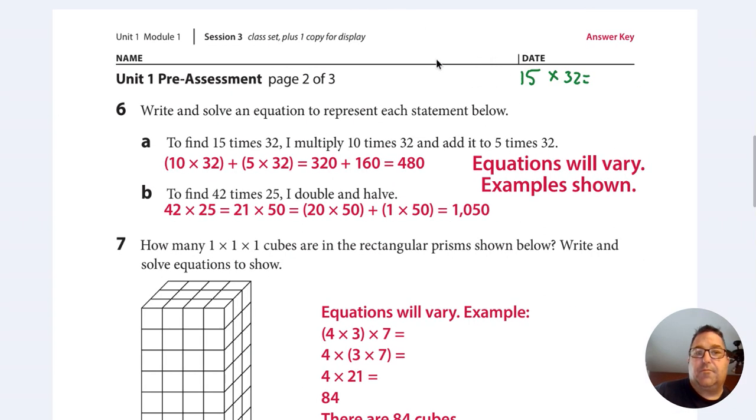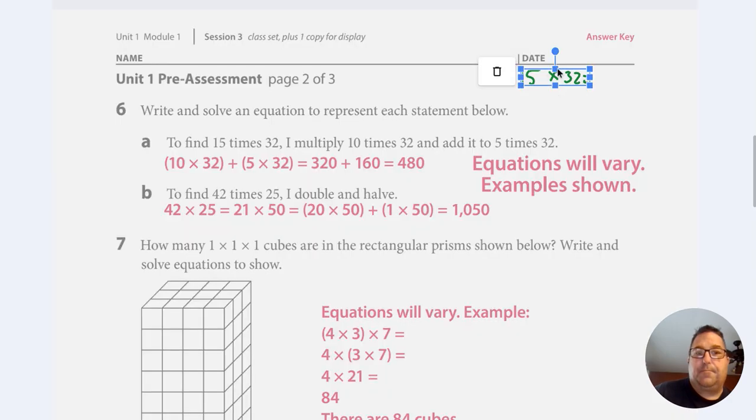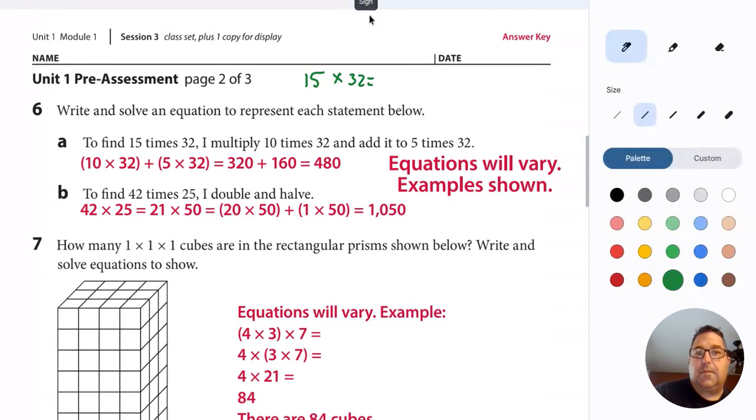And actually, let me slide this over a little bit. So that 15 we can break up into 10 plus 5. And then we just multiply 32 by both those parts. So 32 times 10 plus 32 times 5. That's all they're saying is you can break those numbers apart. And then at that point, that's where we got the 320.